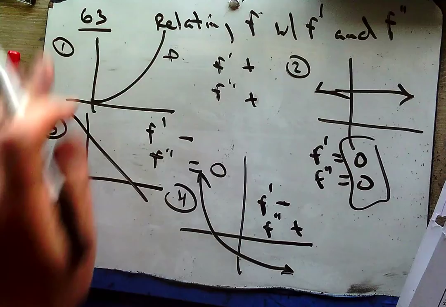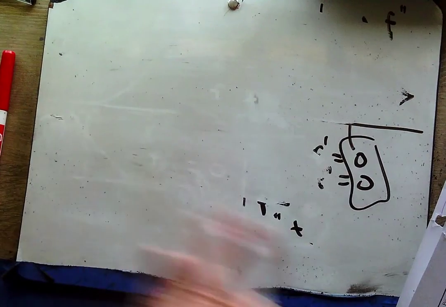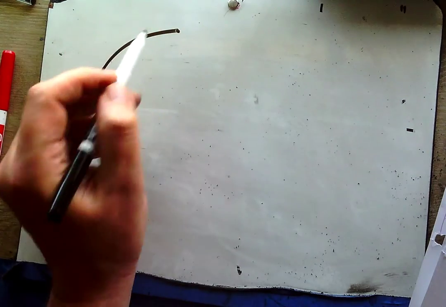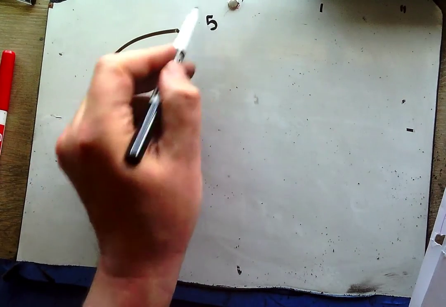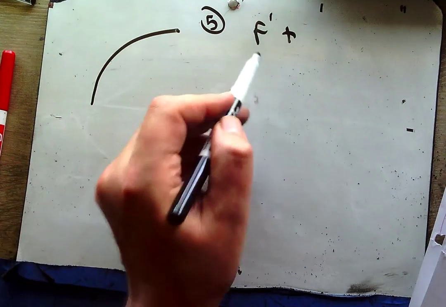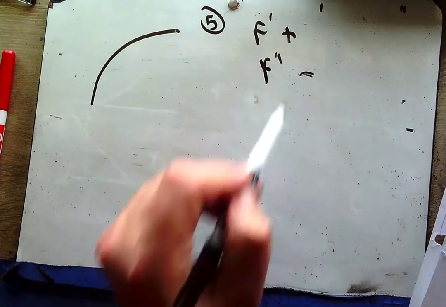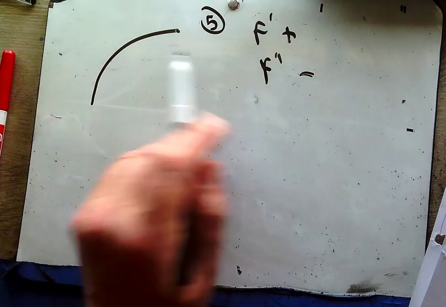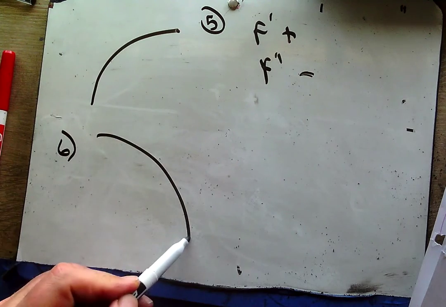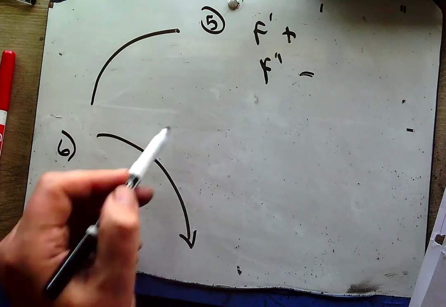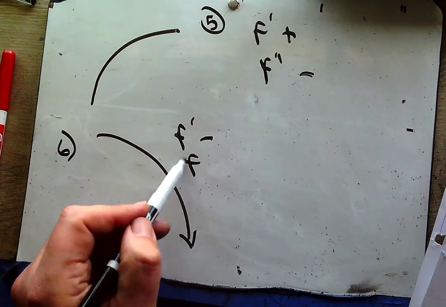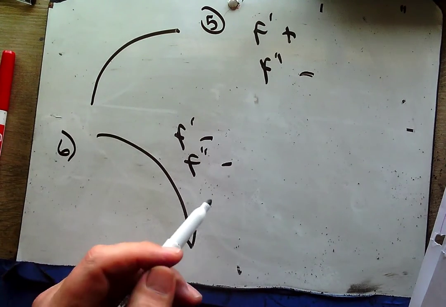Okay, problem 5. Problem 5 looks like this. And so with problem 5, f prime is positive because this function is increasing, but f double prime is negative because this function is concave down. And finally, number 6, which looks like this, I see my function is decreasing, so f prime is negative, and my function is concave down, so f double prime is also negative.